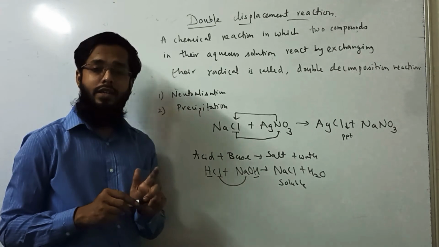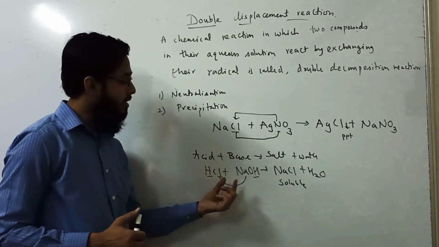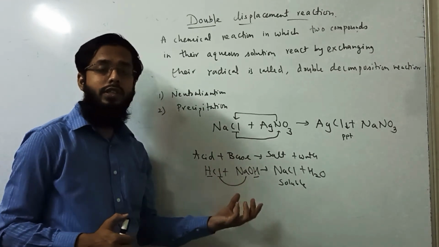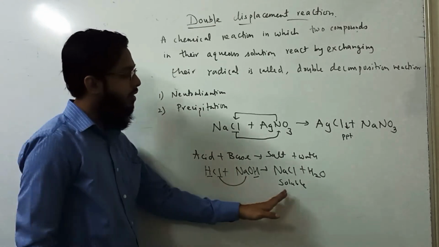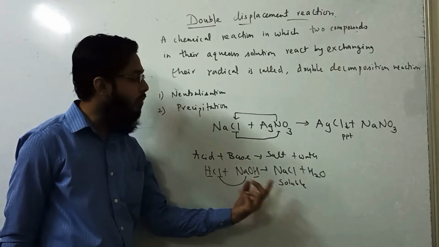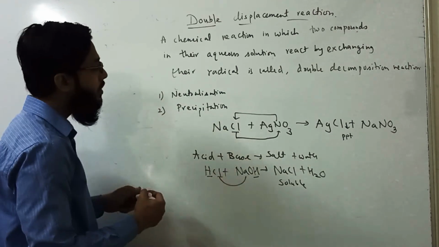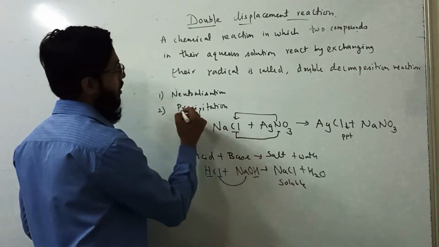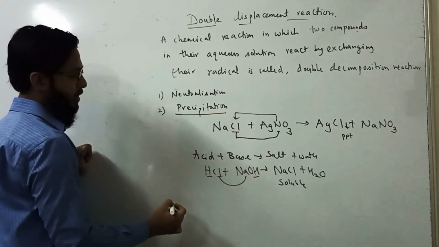HCl, hydrochloric acid, is colorless, sodium hydroxide in water is colorless. When both react, they form salt water, which is also colorless, which means it is a soluble product. But if the product is insoluble, then the reaction is known as precipitation reaction.